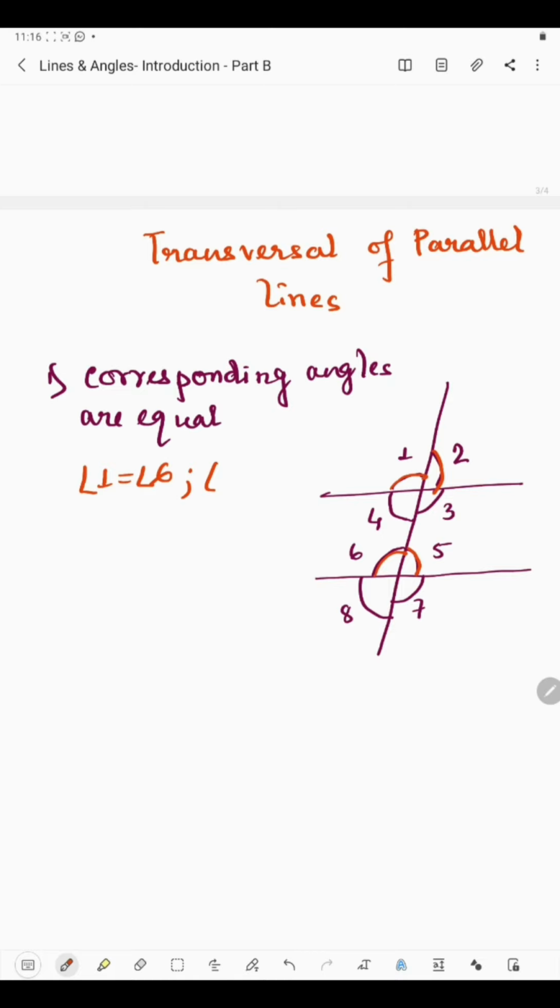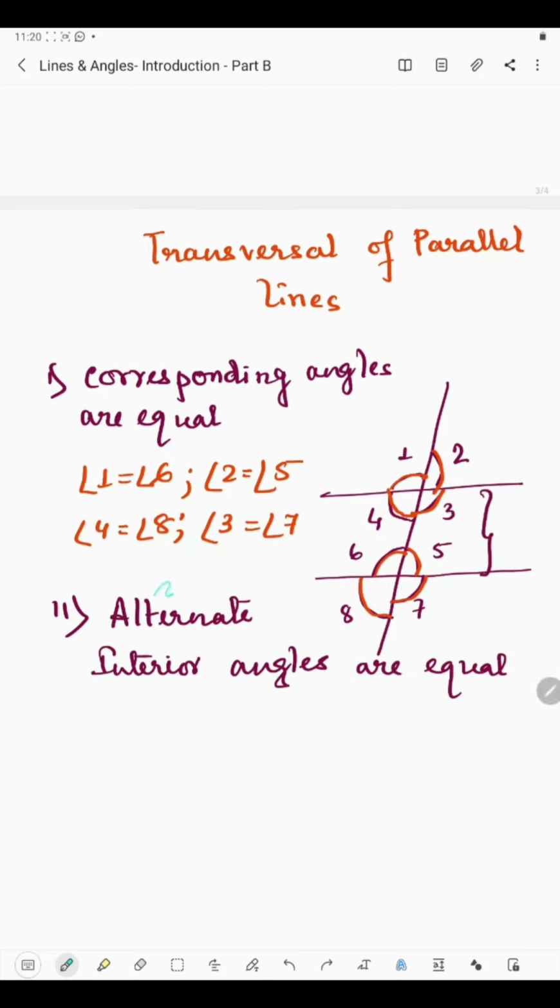Now next, alternate interior angles are also equal. Now alternate means, as I said, if you take the left side, then you will have to take the right side. That means it is angle 4 and angle 5. So angle 4 and angle 5 will be equal, okay. Since these L1 and L2 are parallel, corresponding angles are equal, alternate interior angles are also equal. So angle 4 is equal to angle 5, angle 3 is equal to angle 6, okay.